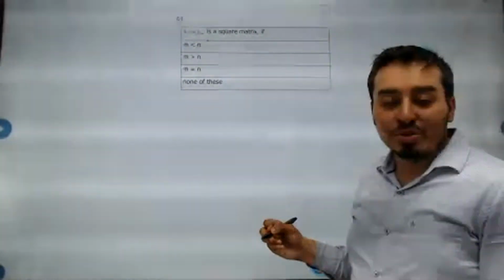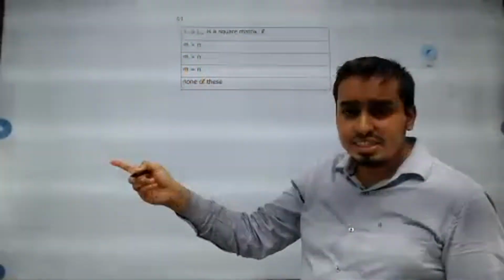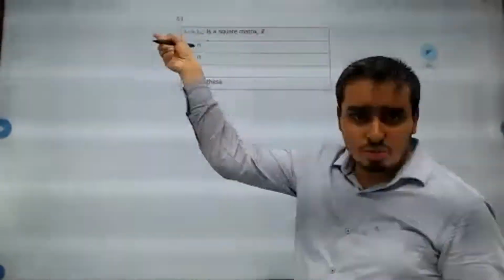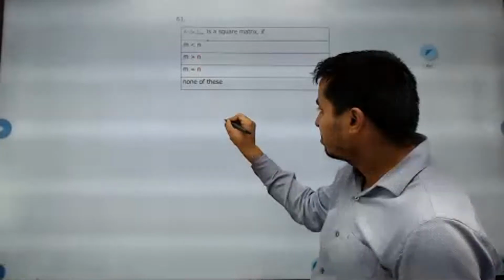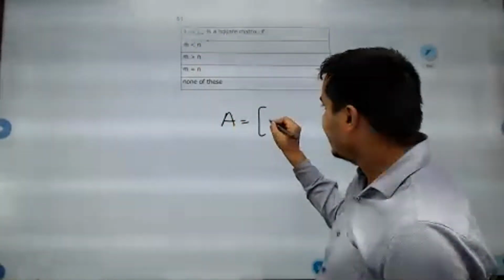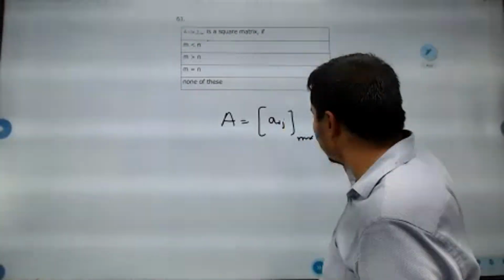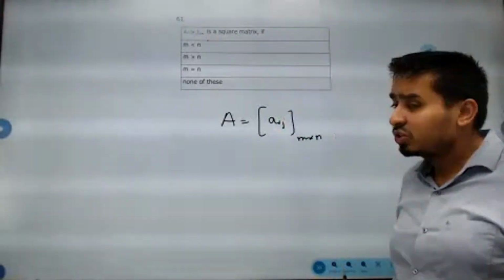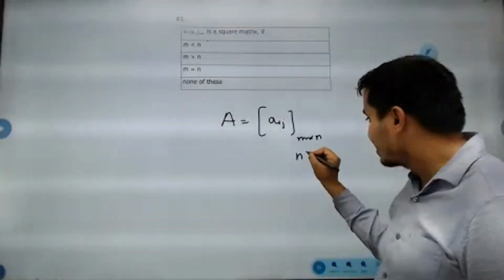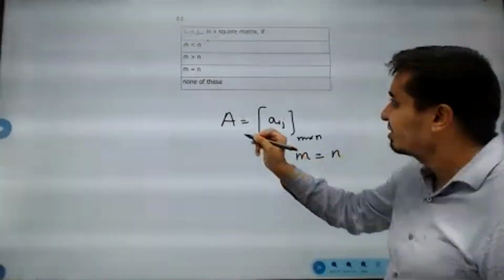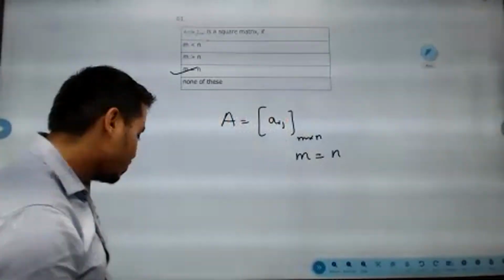Start. So wish you all a very good evening, dear students. So this is the discussion of the weekly test 8 that happened recently, and this is the first question of that test, question 61. And the question is, if A is equal to box Aij, where box Aij m by n is a square matrix. If so, a square matrix is a matrix where the number of rows is equal to the number of columns. So which means m should be equal to n, right? So that's option 3. Okay, it's as simple as that. I hope you've understood. We'll move on to the next one.